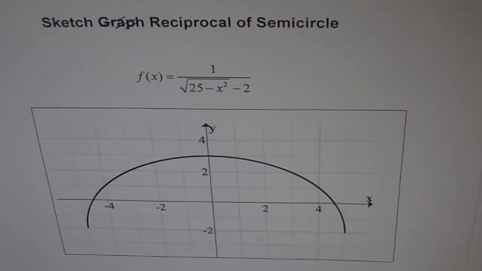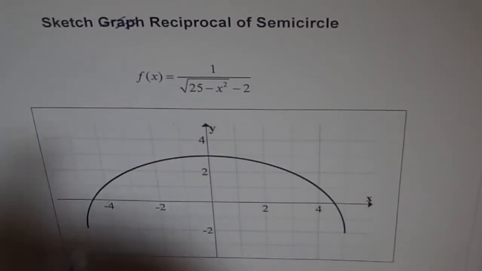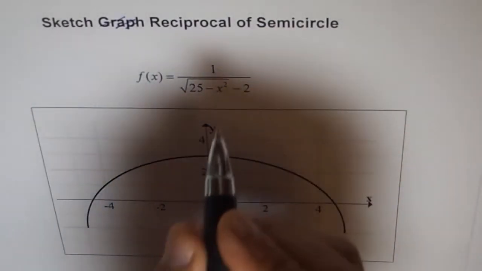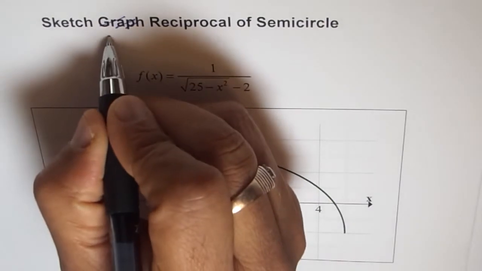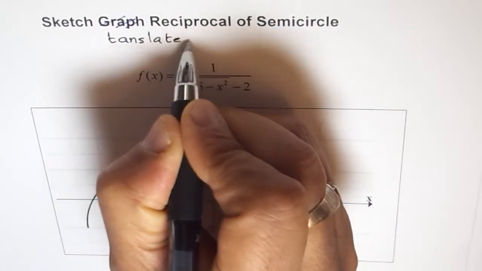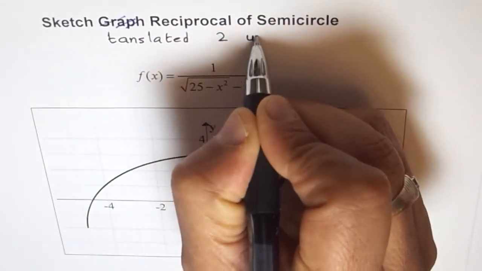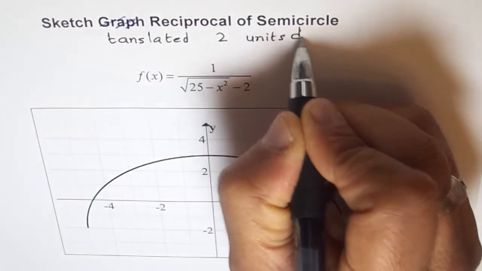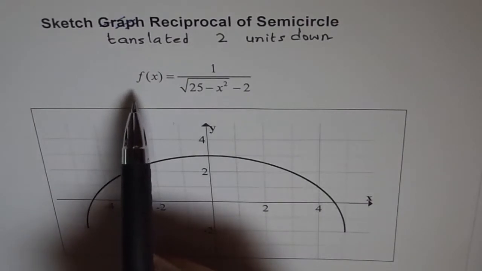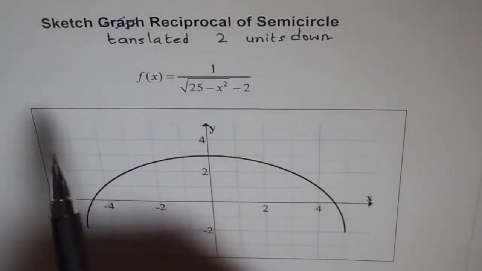Here is an extension to the problem: sketch reciprocal of semicircle. I'm sorry for this typing error here, but the problem is to sketch the reciprocal of a semicircle which is actually transformed. Let me use the word translated 2 units down. Okay, so I'll show you the function, then you'll understand why I added this statement here.